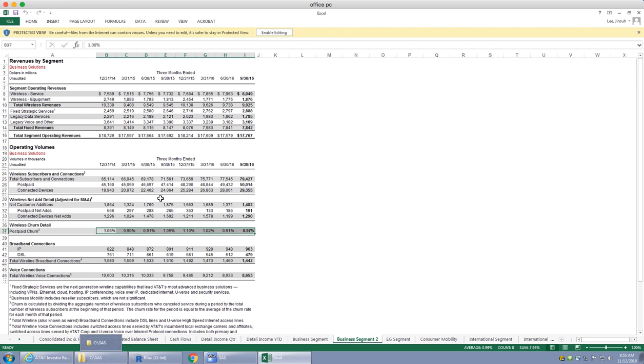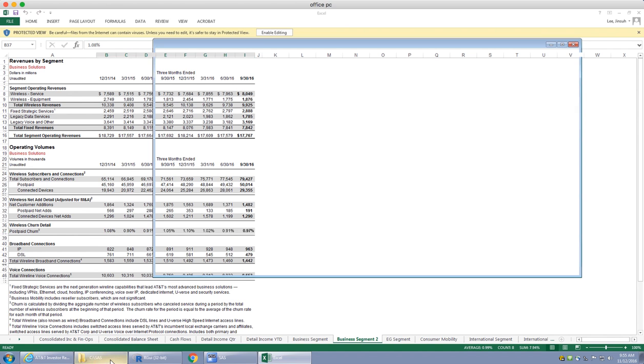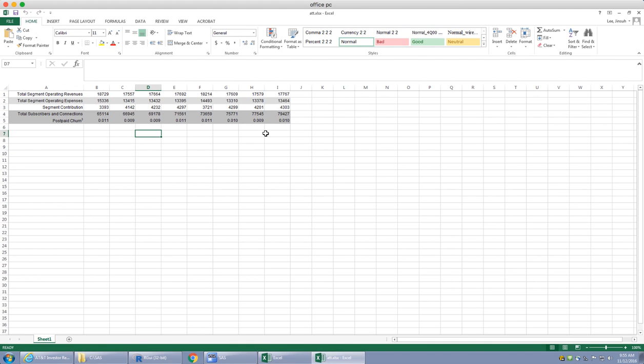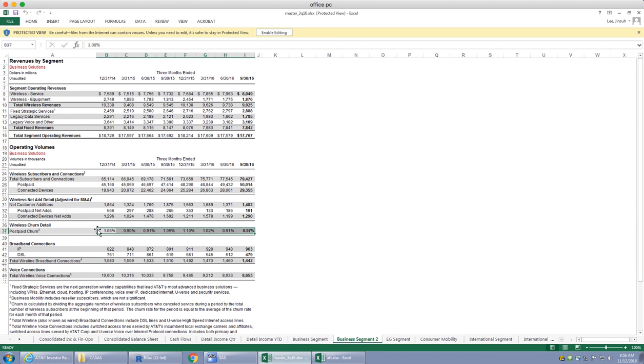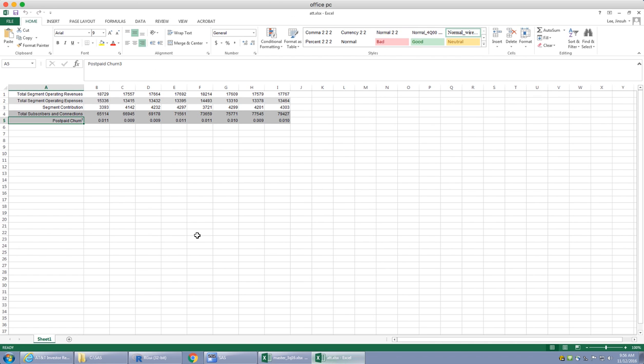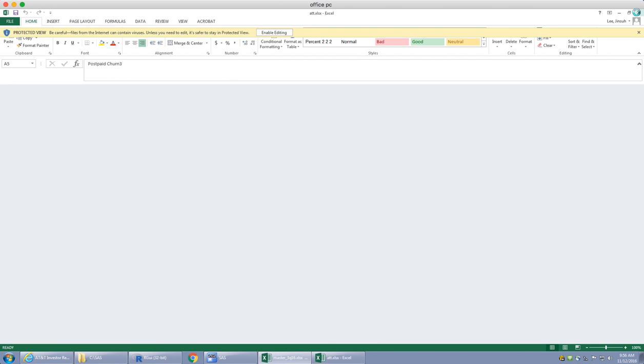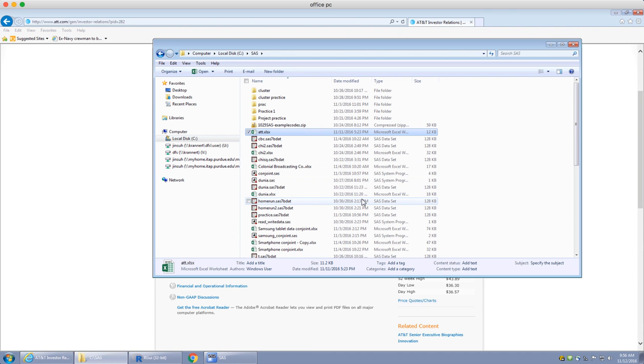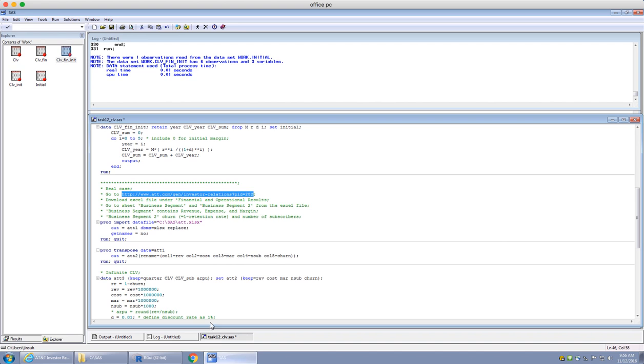Having that information in mind, I could copy all these values, which I did already, by the way. I copied the revenue, operating expenses, segment contributions, the total subscribers, and the postpaid churn into Excel already, and I just called it AT&T. I'm just going to close this. Now let's go back to SAS because I have that file already. I called it the AT&T Excel file. What I'm going to do is import this into SAS.